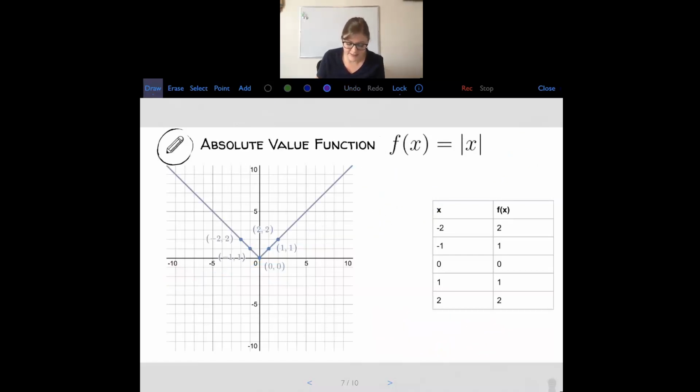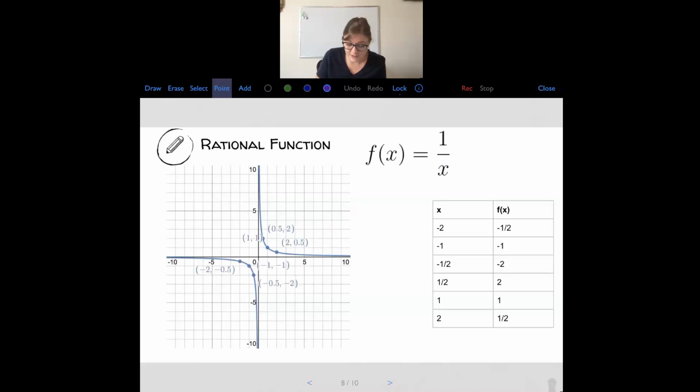The next function is the absolute value function. We did talk about absolute value back in unit 1. In terms of the table of values, if we put -2 in for x, the absolute value of -2 is 2. If x is -1, the absolute value of -1 is 1, and so on and so forth. So this graph forms a V, or the shape of this graph is a V.